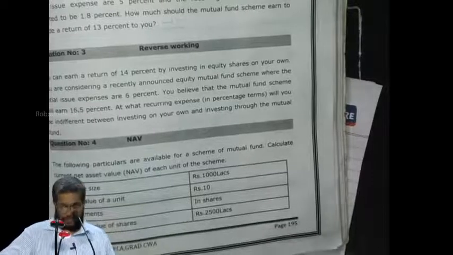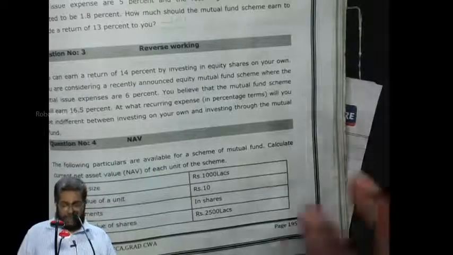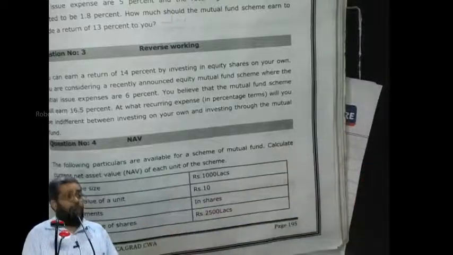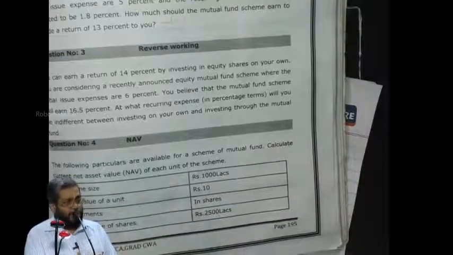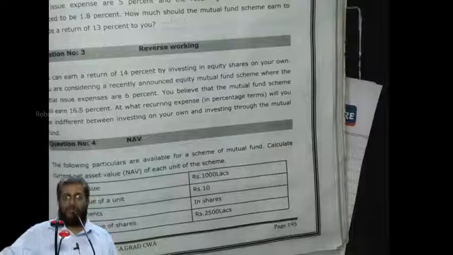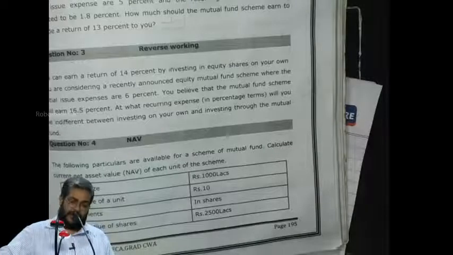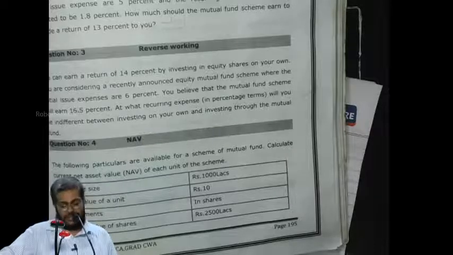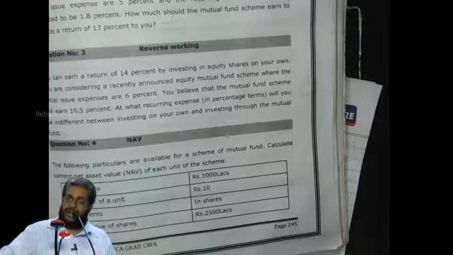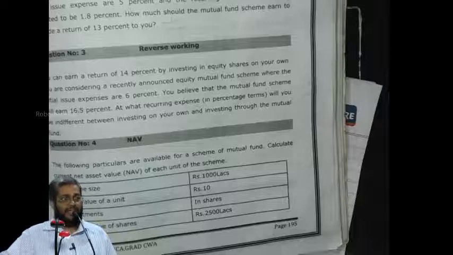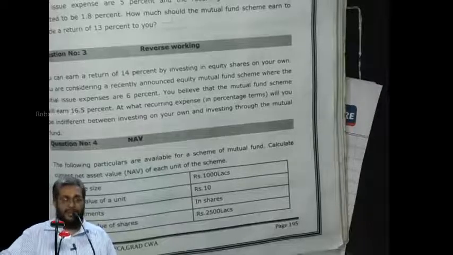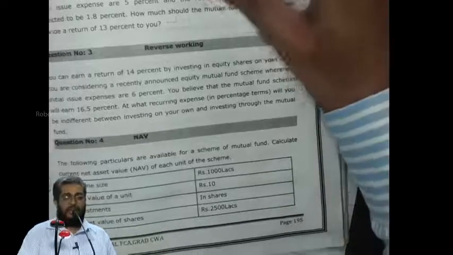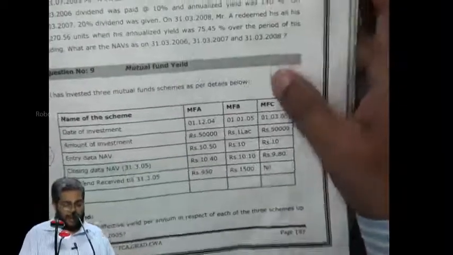NAV is equal to... Tell me, this 1000 lakh fund has now grown. With the operations, how many lakhs is there? 2500 lakhs. NAV is equal to current value of fund divided by units. That is 2500 lakhs divided by 100 lakhs. What is NAV? 25 per unit. NAV is 25 per unit. One problem over, right or not?